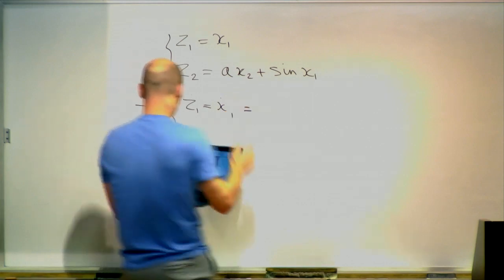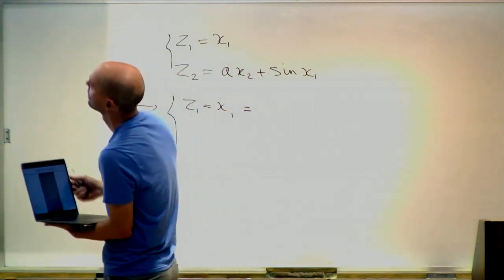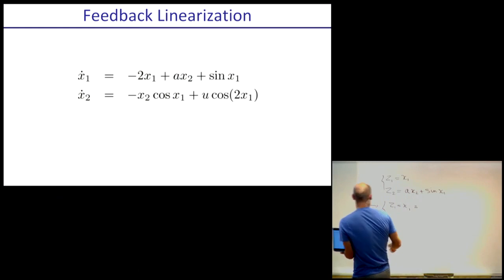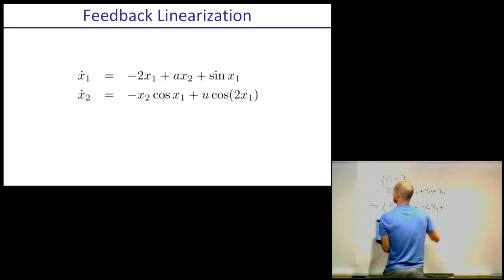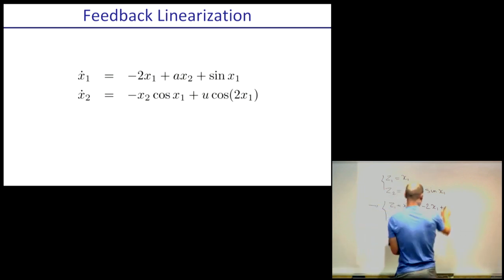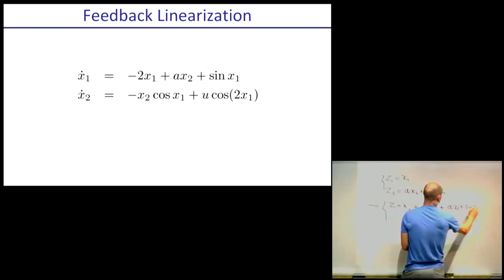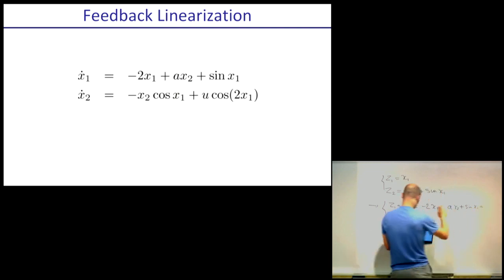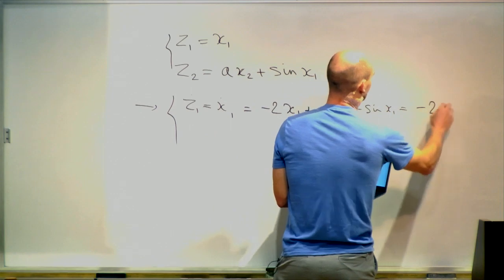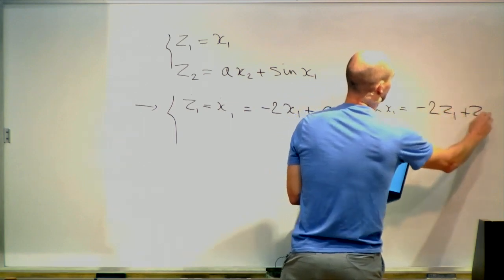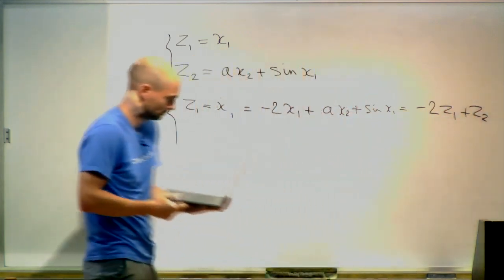Which we now need to fill out as minus 2 x1 plus a x2 plus sine x1, which is actually equal to minus 2 z1 plus z2. So this equation comes out pretty well.